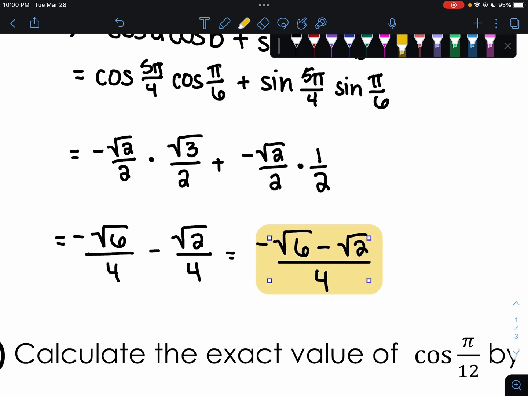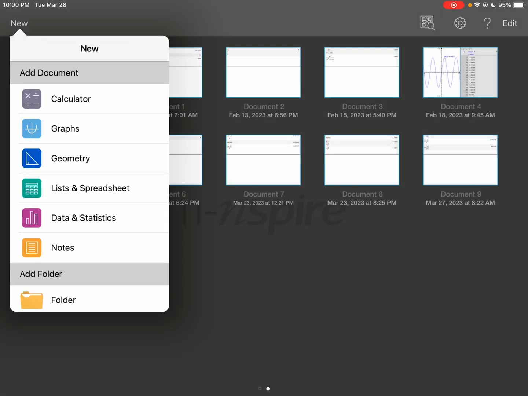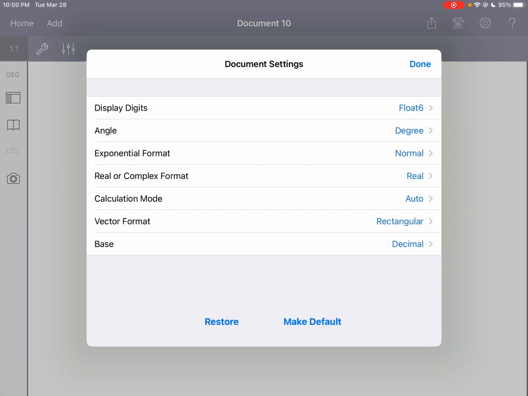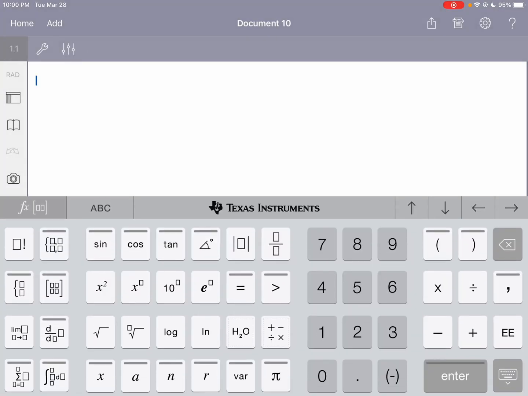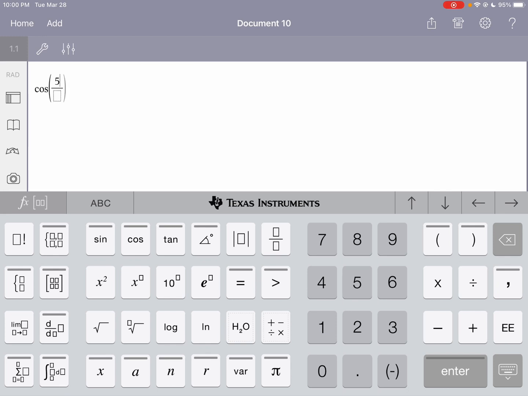So to check our answers, we can use the calculator. If I switch over to the calculator, I'm going to go to a new calculator document. And what we need to do now is switch to radians because that's what we were given. So I'm going to switch to radians, and I'm going to type in cosine of 5 pi over 4 minus pi over 6, and I'm going to get a decimal. Then I'm going to type in the answer that I got, which is negative rad 6 minus rad 2 all over 4. So I'm going to put 4 in the denominator, and it shows me that I get the exact same answer for both of them. So that is how you can check your work.